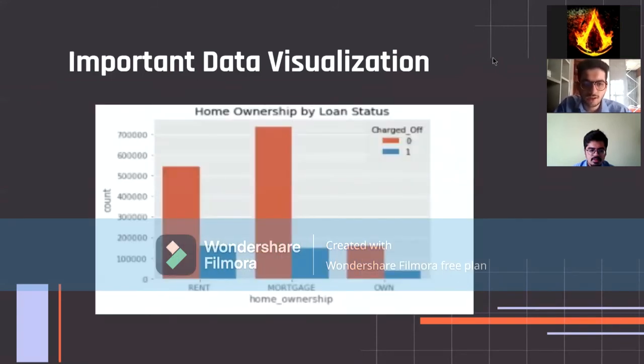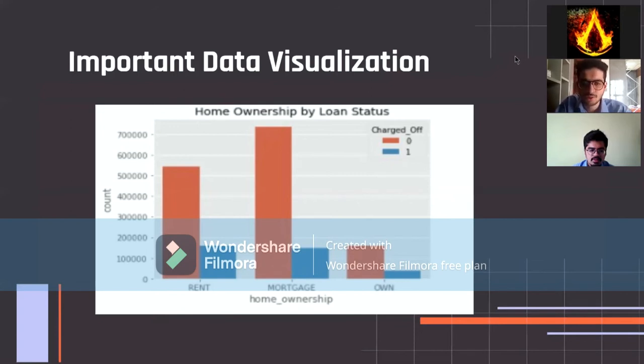The next graph is between home ownership and loan distribution count. Whenever a user goes to a bank or NBFC, the highest they can get is around 60 lakhs. And as you can see in this graph, the mortgage is very high, and loans which are charged off by own are also shown here.